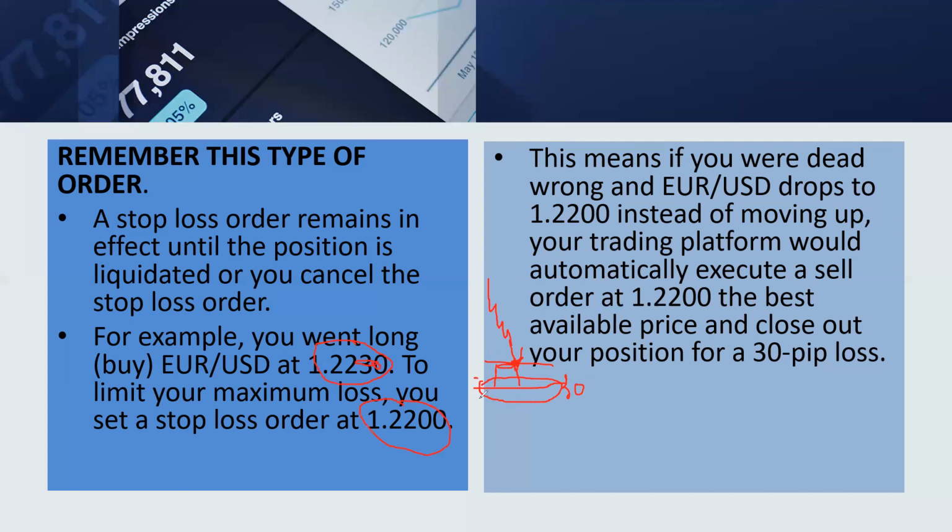you have a safety net of your stop loss order taking you out of this market in 30 pips loss, instead of incurring 40 pips loss, 50 pips loss, and others. So that is a typical example of the stop loss order.